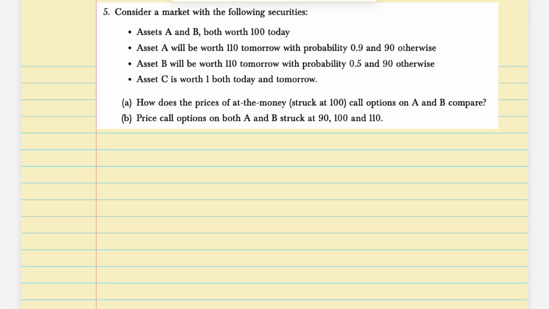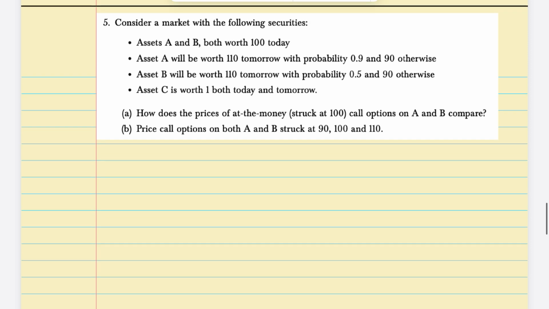Okay, so for question number 5, it is a bit different. We need to price the call options that are struck at $100, given that asset A and asset B both are worth $100 today. So this means that S0, today's price, is $100.